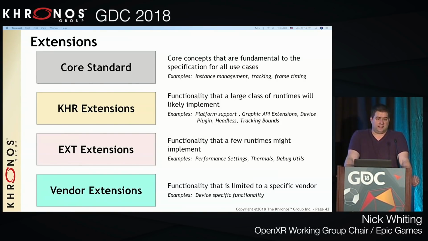Next up are EXT extensions, which is functionality that a few runtimes might want to implement, but aren't potentially applicable to all sorts of runtimes. One example of this is the performance and thermal settings, which are based around mobile chipsets to get thermal warnings and performance warnings when you need to throttle up or down your application and helping you do that. That's an example of an EXT extension where we expect a large group of people will be adopting it, but not necessarily broadly across all sorts of platforms.